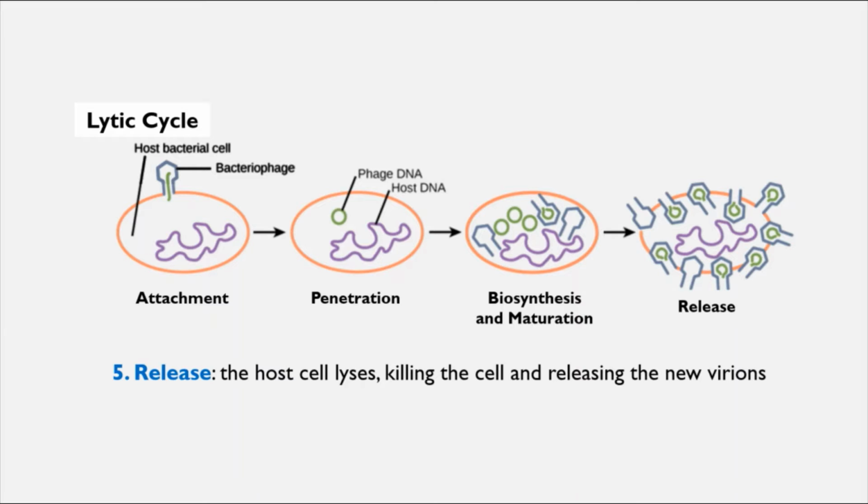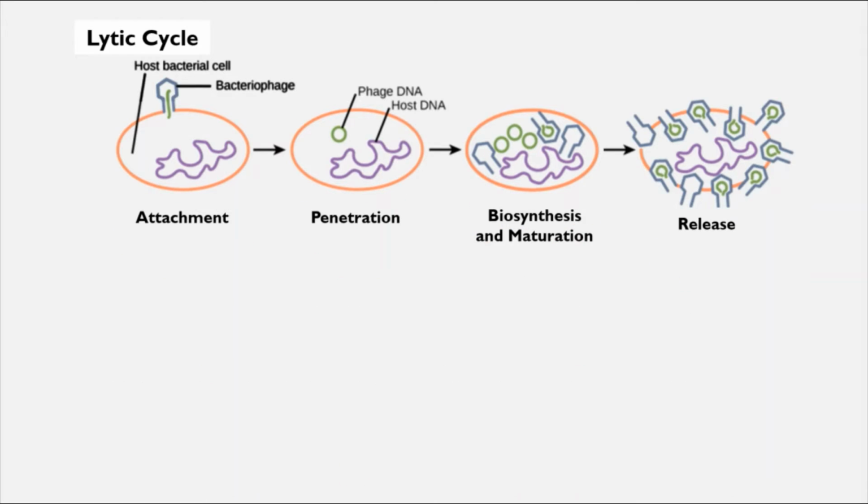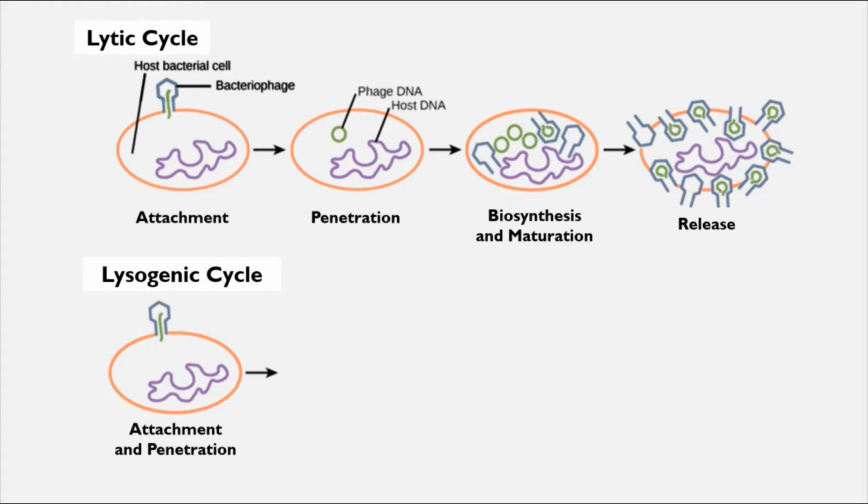We can contrast the lytic cycle to the lysogenic cycle. Whereas the lytic cycle we can think about as like a hostile takeover of the cell, we can think about the lysogenic cycle as being more of a covert operation. During the lysogenic cycle, attachment and penetration take place just like they do in the lytic cycle, but that's where things start to change because after the viral DNA has entered the host cell, something called integration takes place.